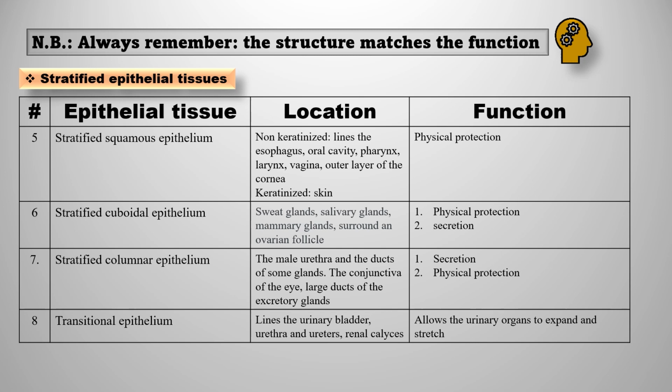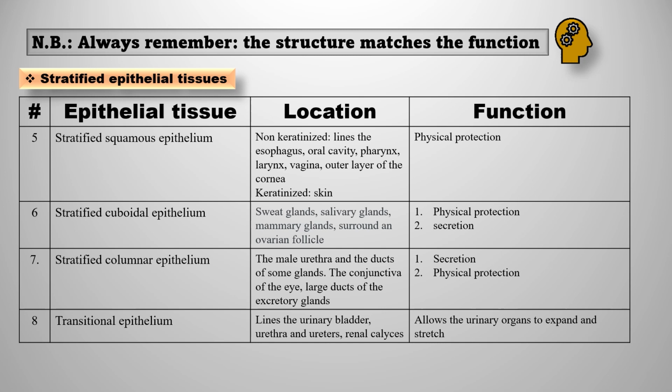Stratified columnar epithelium, you can find it in the male urethra and the ducts of some glands, the conjunctiva of the eye, and the large ducts of the excretory glands, and it has a secretory function plus physical protection.